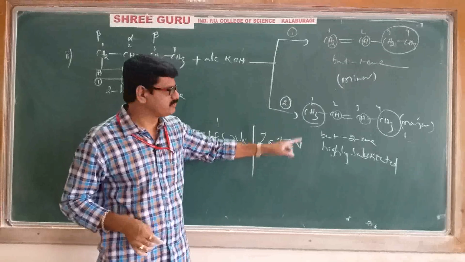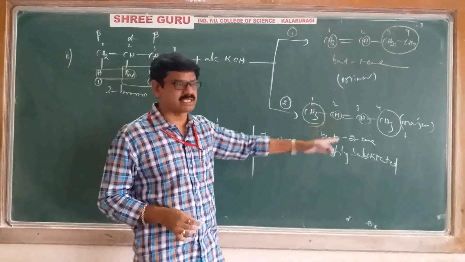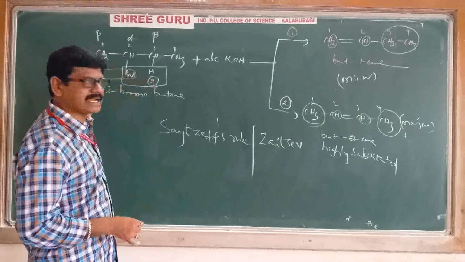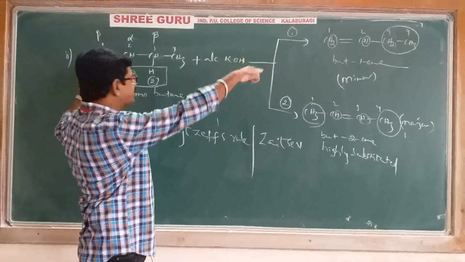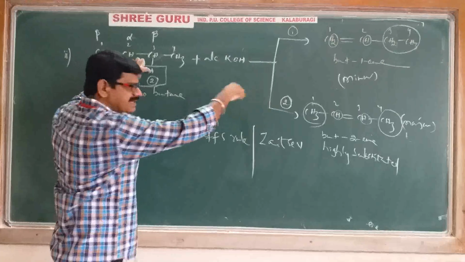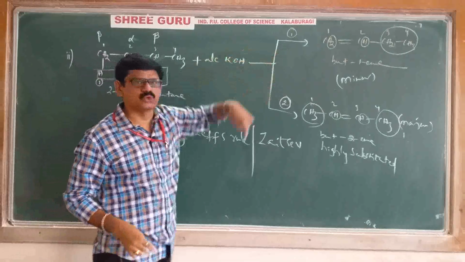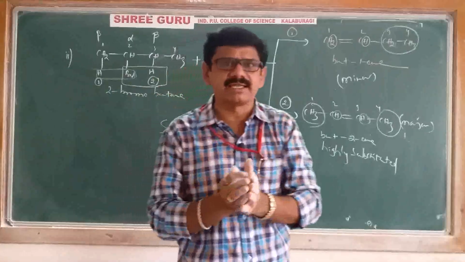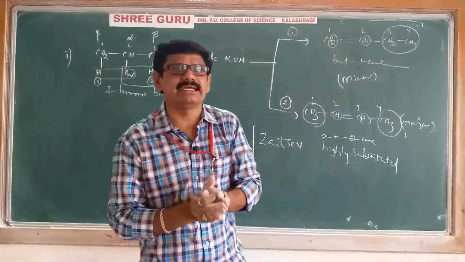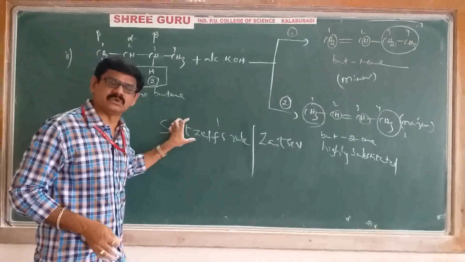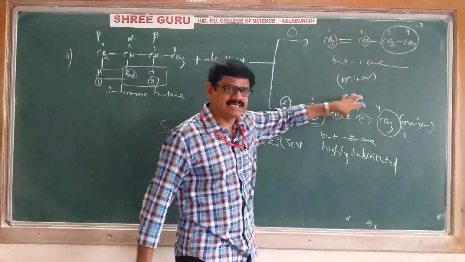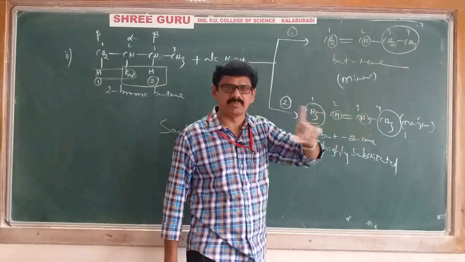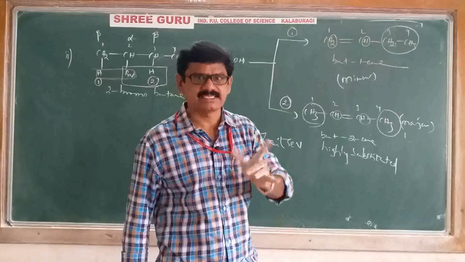According to this rule, we have solved the problem, because here we have two beta hydrogens. If this beta hydrogen eliminates, you will get that product. If this beta hydrogen eliminates, this product is obtained. Out of those two, which is major and which is minor will be explained based on Saytzeff rule or Zaitsev rule. According to Saytzeff rule, the highly substituted alkene is always the major product. That's it. This is the second method.